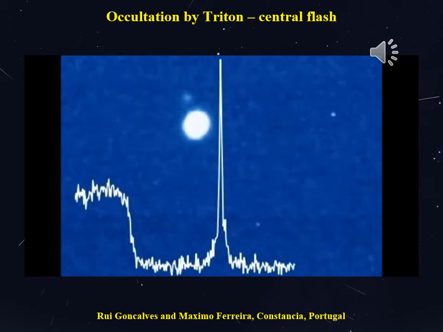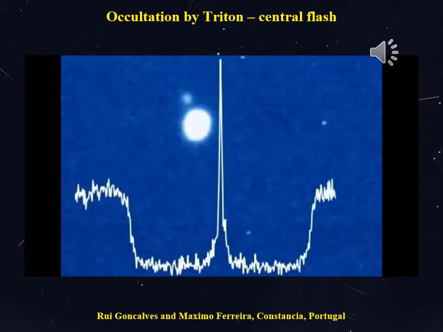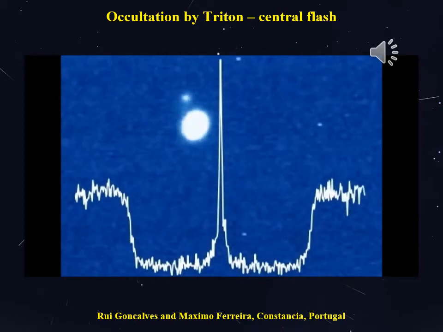The light has refracted through the atmosphere. It tells the physicists what the density is, or the clarity of Triton's atmosphere. So the top one is the target.